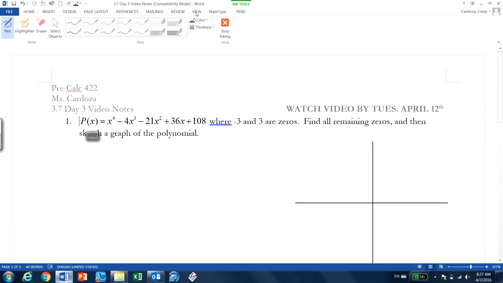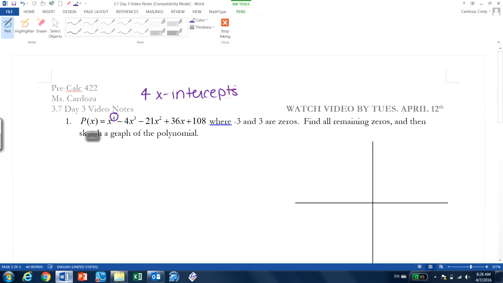Okay, you guys, so yesterday we talked about the idea of multiplicity. Remember, multiplicity being the number of times a zero occurs. So if the multiplicity is 2, that means that the zero occurs twice. So in this problem, we are dealing with a 4th degree polynomial. Yesterday we only dealt with 3rd degree polynomials. So we are going to have 4 x-intercepts total.